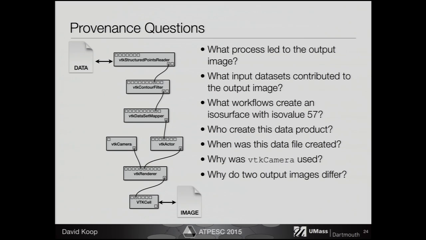So if you don't have just provenance for one workflow, but you've run 50, 100 different workflows, you can go back and look at the times when you've used a particular computational module or you've used a particular set of parameters. Who created the data product? When was the data file created? Why was a certain module used?